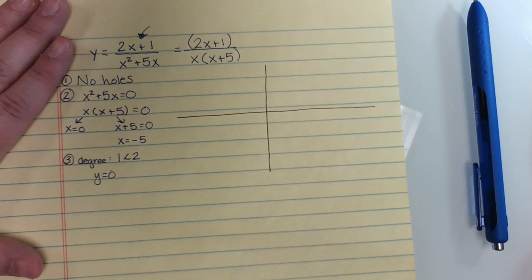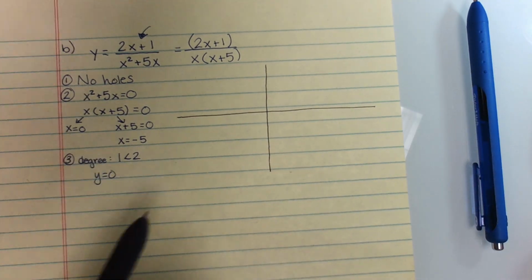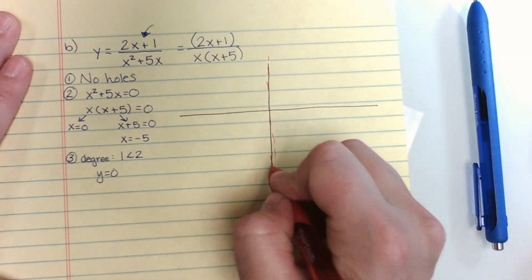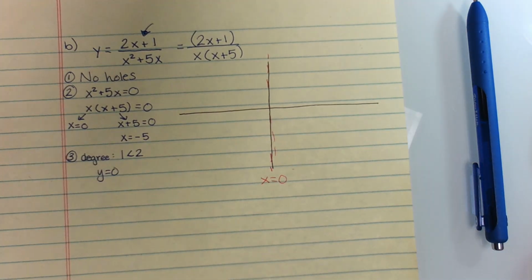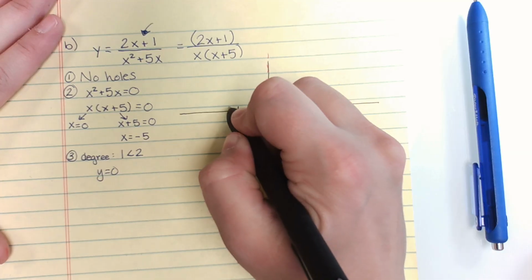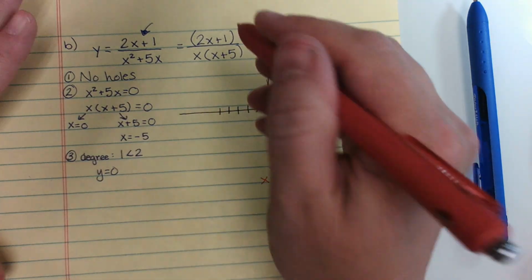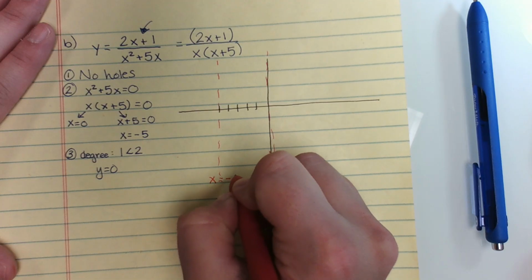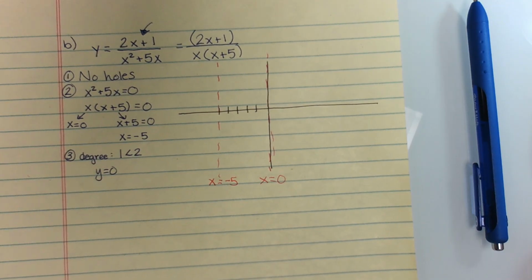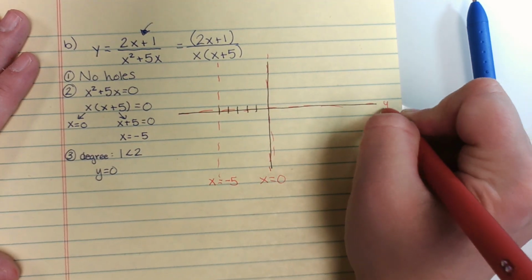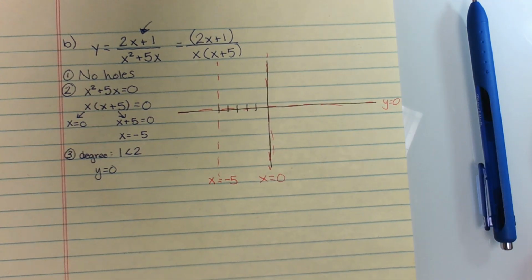Okay. X equals 0. That's right here. Is a vertical asymptote. X equals -5. 1, 2, 3, 4, 5. Is a vertical asymptote, making sure I've got room both left and right of both asymptotes. I do. Y equals 0. Asymptote.